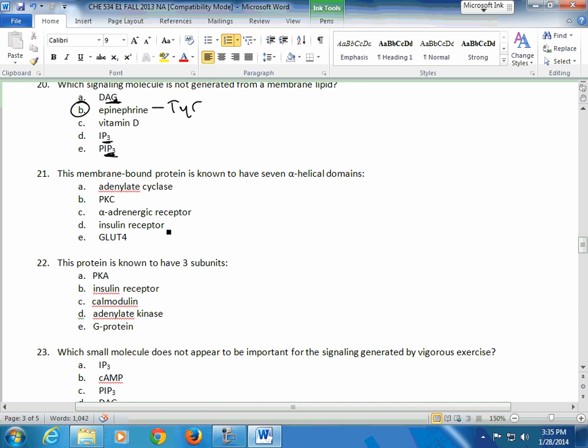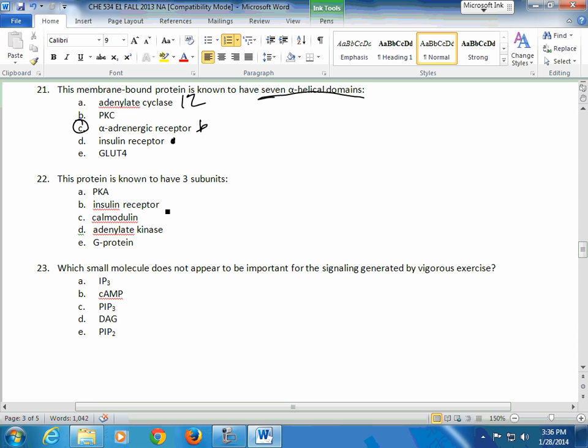This membrane-bound protein is a 7TM. That's your alpha receptor. The beta receptor would work as well. There's one picture. Adenylate cyclase actually has 12 alpha helical domains. This is that tyrosine kinase dimer. Remember, epinephrine is going to bind to a 7-TM receptor, whether it be alpha or beta.